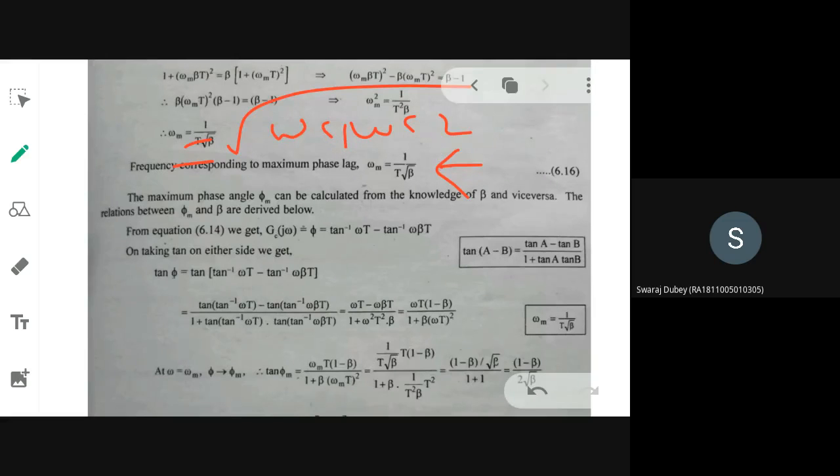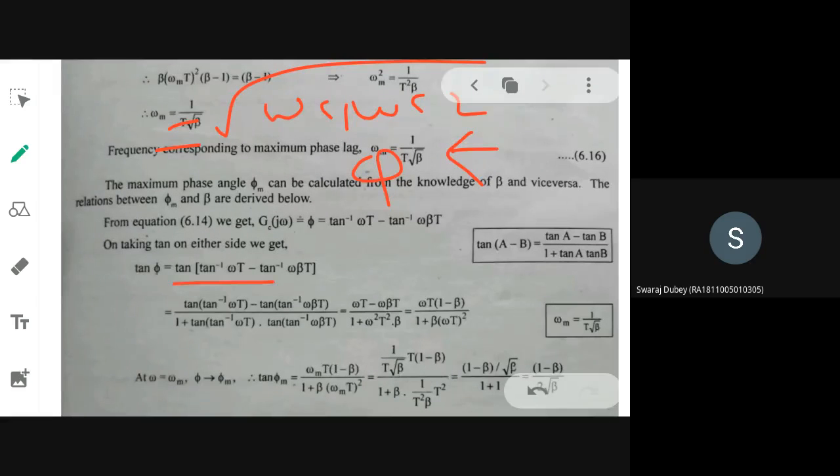Next thing is what is phi m. That is very important. If you want to derive phi m, again this is the phase angle that you have for the system. You take tan on both sides, tan of phi, and in order to solve this you again use the formula that we already discussed during the M and N circle.